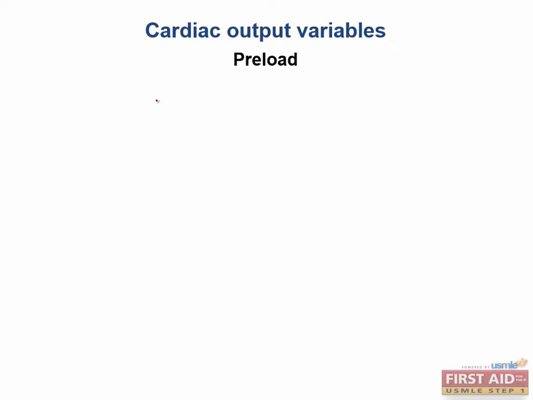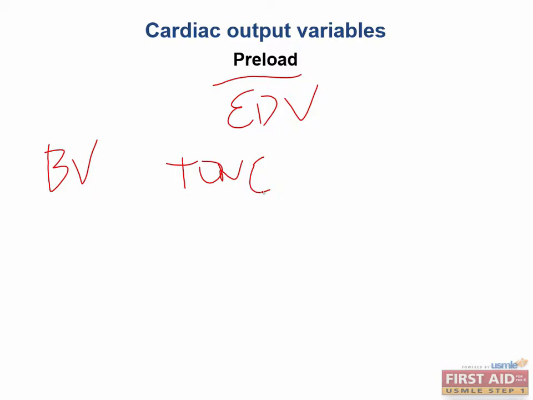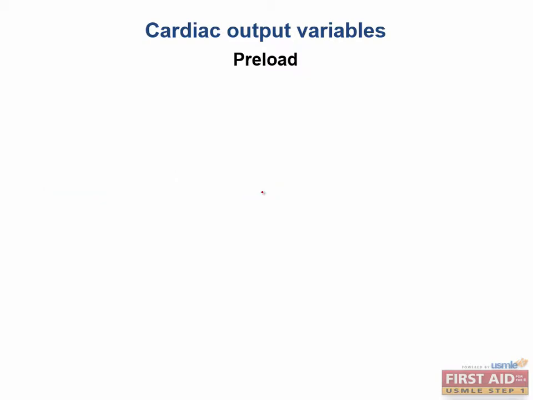Now preload is equivalent to the ventricular end diastolic volume. This is the volume of blood in the chamber right before systolic ejection. What determines how much blood is present in the ventricle at the end of diastole? Well, it's circulating blood volume and the tone of the veins transporting blood back to the heart. Now venous return is driven by the pressure difference between the veins and the right atrium. We define it by this equation. So venous return equals venous pressure minus right atrial pressure.